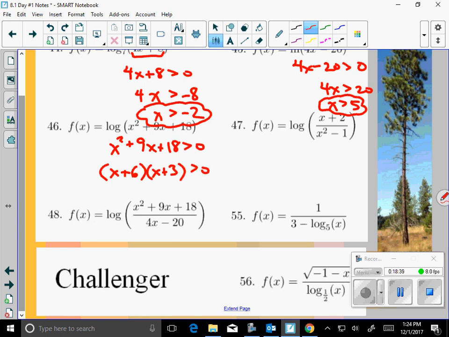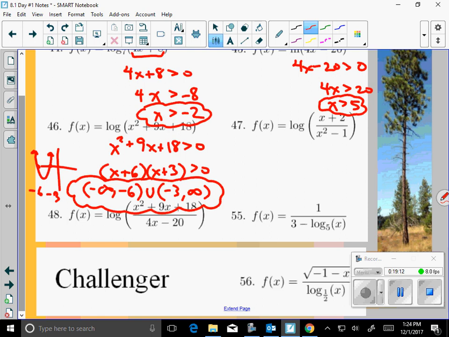Should I test values or should I graph it? Does this parabola open up or down? Up, positive leading coefficient. Okay, so I've got a negative 3 and a negative 6. And the parabola is going to open up. So is it okay if I say that from negative infinity to negative 6, and from negative 3 to infinity, that would be greater than 0? Yeah, that'd be the domain of that function. Grossness. Okay, that's enough.